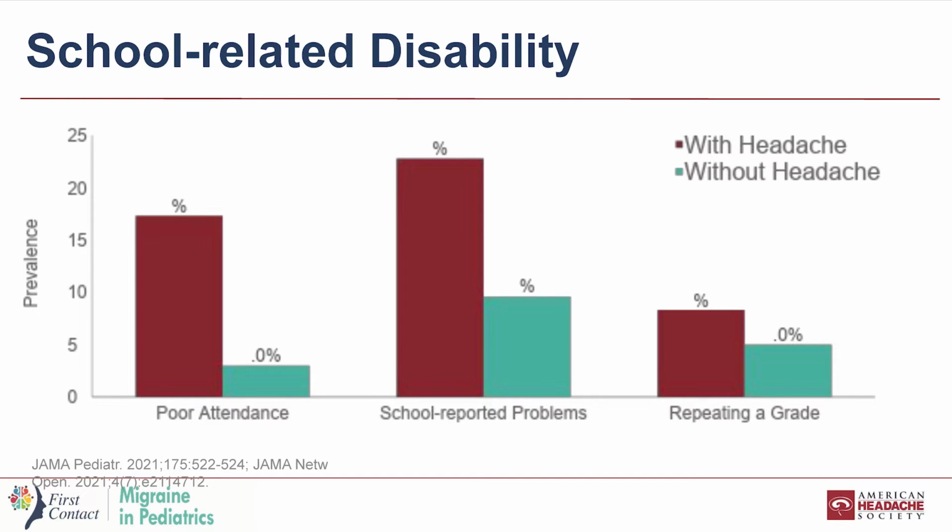Why is it disabling to children? Well, unlike adults, they don't necessarily go to work, but school is the work of children. And so children with migraine miss considerably more school, have poor school performance and academic difficulties. They may miss out on sports and leisure time.